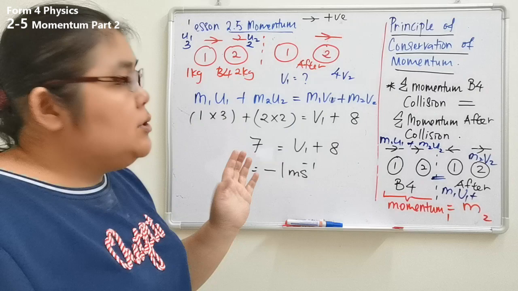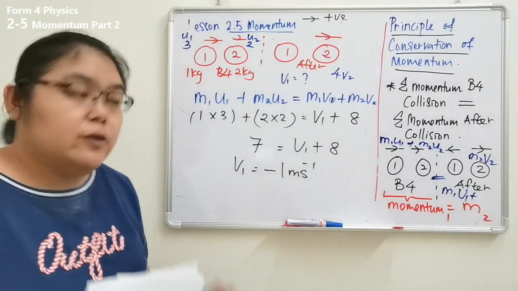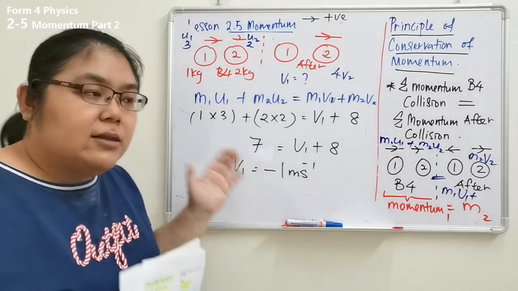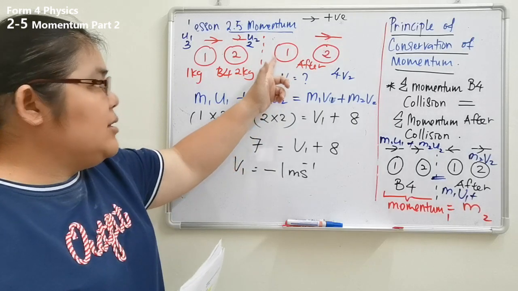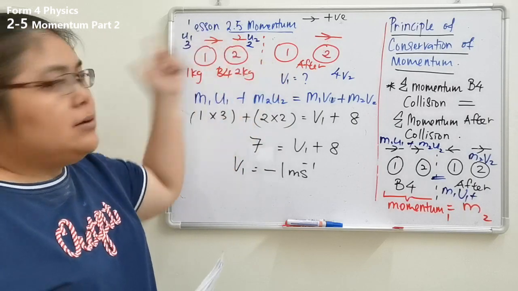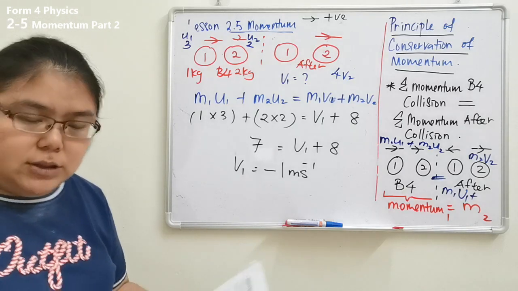Remember, make sure which part is positive, which part is negative. So the final answer, if you get negative, then you're very clear. This one negative means what? This one negative means the ball finally, ball 1, is moving in the opposite direction with the other. So this one we call elastic collision.